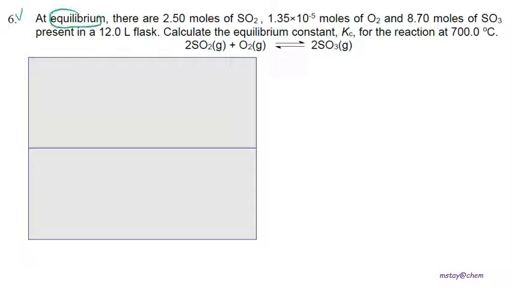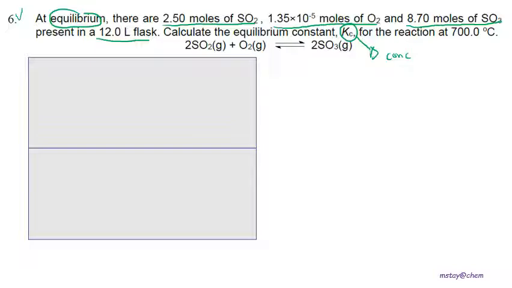At equilibrium, there are 2.5 mole of SO2, 1.35 exponent negative 5 mole of oxygen, and 8.7 mole of SO3, which is present in a 12-liter flask. Calculate the Kc, so it must be in concentration at 700 degrees Celsius. As in the question before this, first we are asked to find the equilibrium constant.